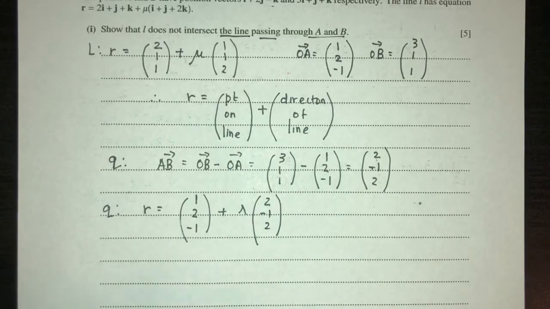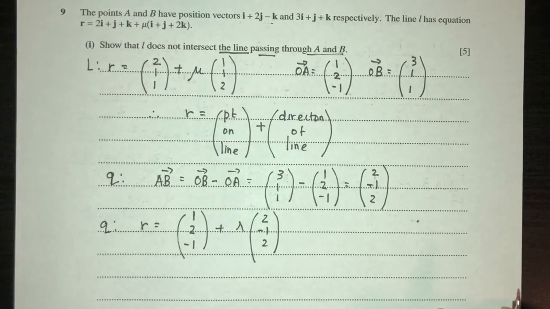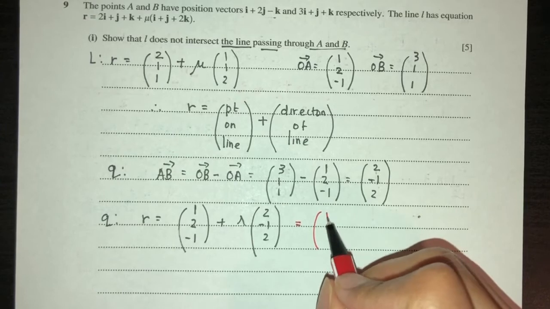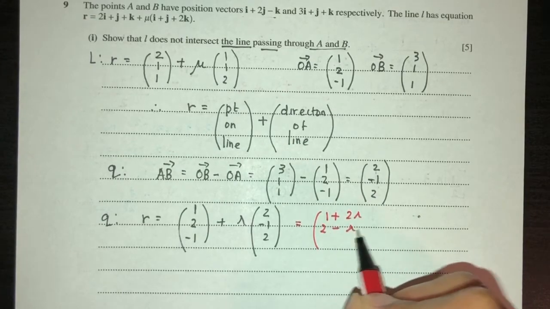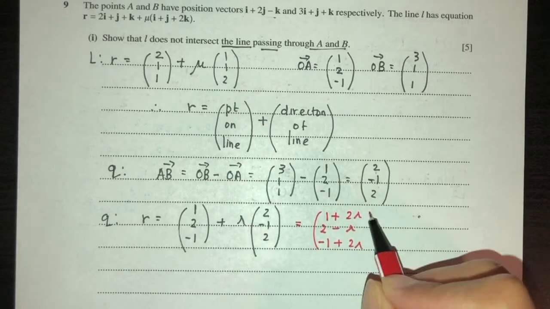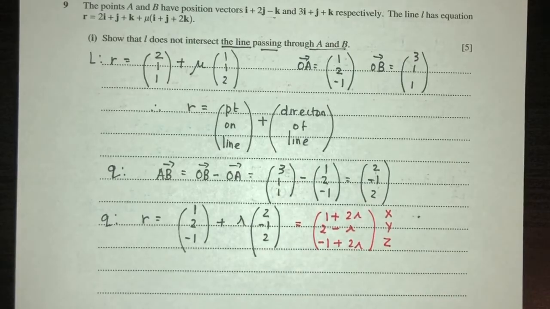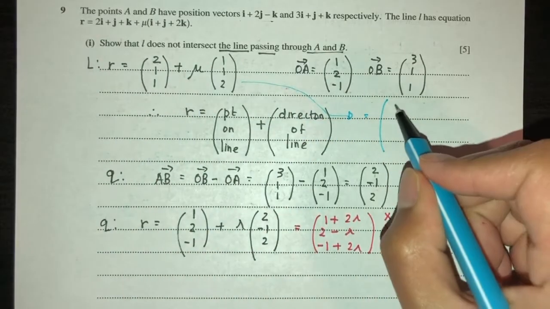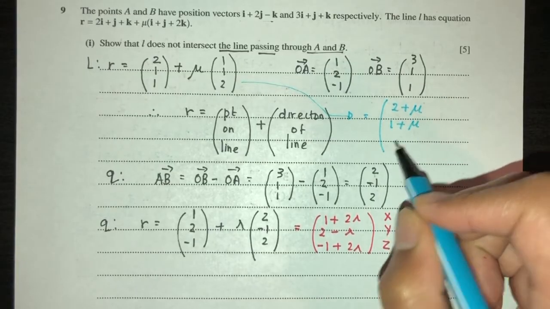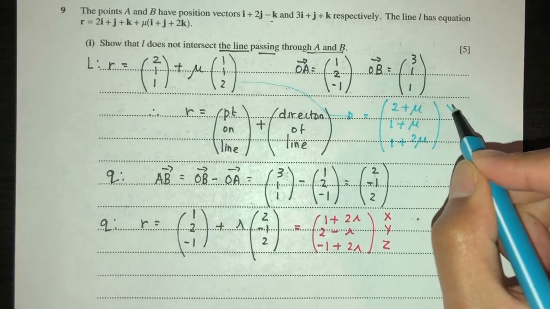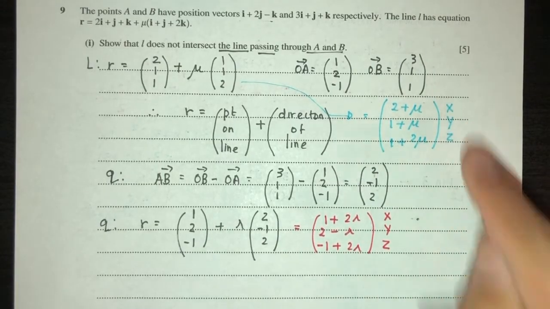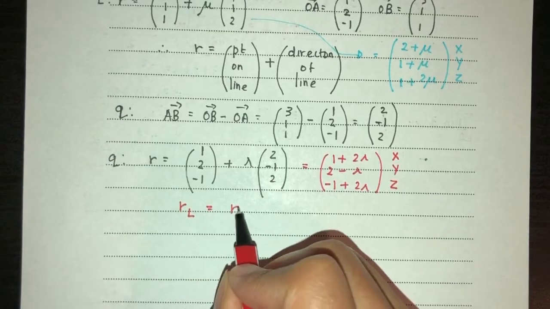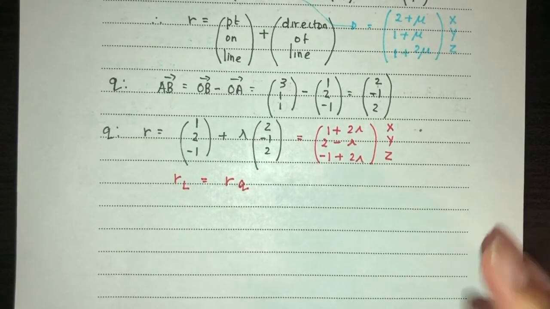Okay, so from this, we have to show that these two lines do not intersect, so we have to try to solve them simultaneously and check if they do not intersect. So if you were to expand those two, you will have 1 plus 2 lambda, 2 minus lambda, and minus 1 plus 2 lambda. This is your x, y, and z, right? So same thing for here as well. That will equal 2 plus mu, 1 plus mu, and 1 plus 2 mu. That'll be your x, y, and z. So we just have to try to solve them, see if they meet with each other or not. So we have to equate them, which is R, L equating to R, Q, and see if the values match or not.